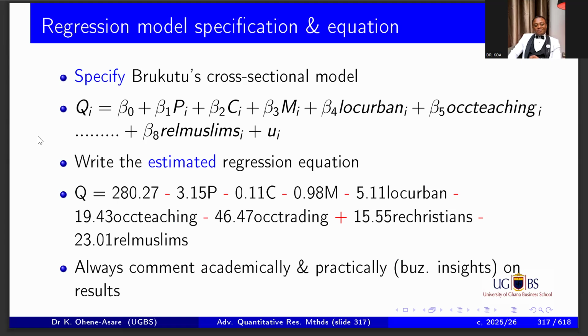Now, which one do we use to determine or predict? Is it the specified model or the estimated regression equation? Which one do we use to predict the target variable, the dependent variable? Joseph. We use the estimated. Okay.